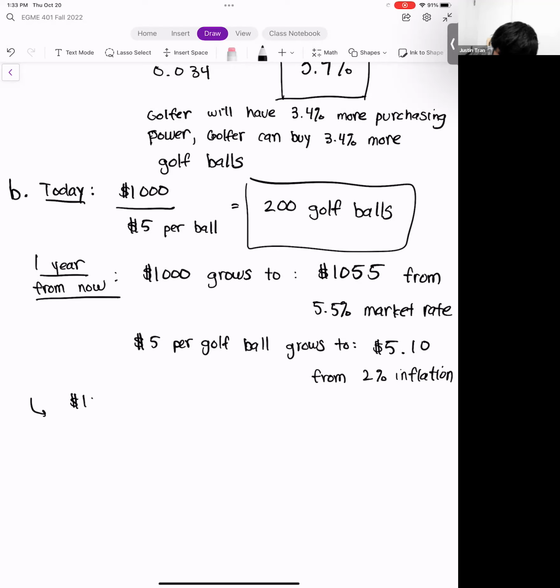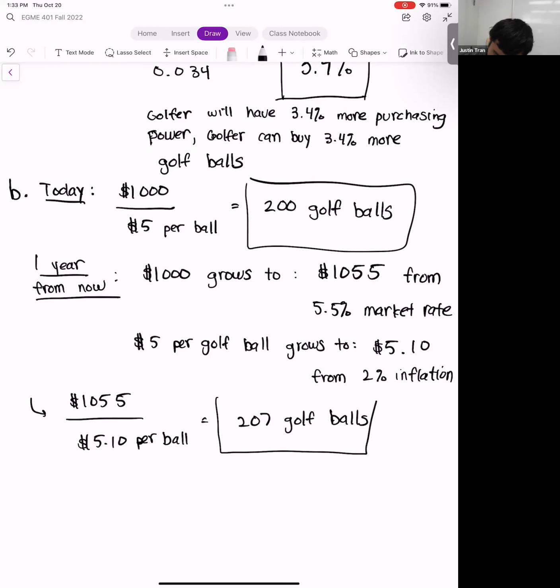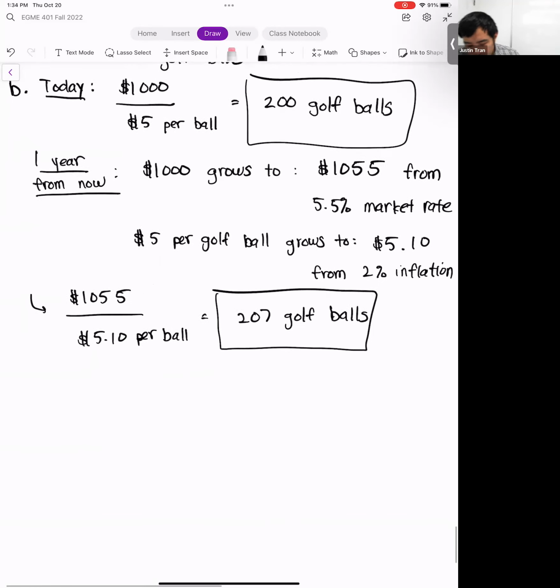And so if she has $1,055 in her bank account and golf balls cost $5.10, we perform this arithmetic and then we punch it into the calculator. What we get is 207 golf balls. Right, and so if we compare the golf balls that she can buy in 1 year, it's more than what she could buy the previous year. So she can buy 7 more golf balls. But let's go ahead and put that into a percentage.